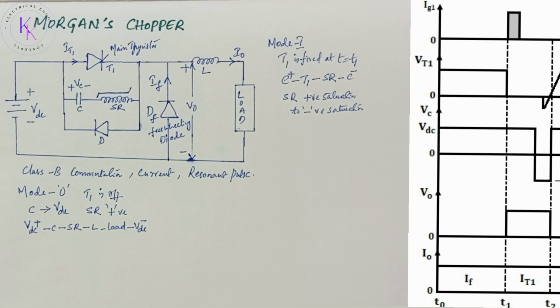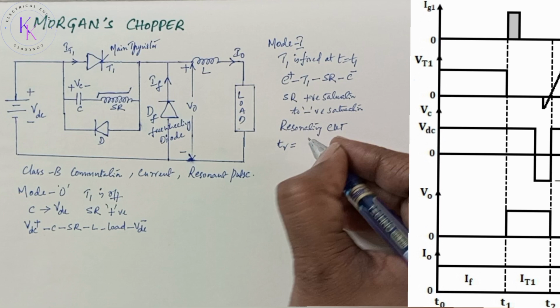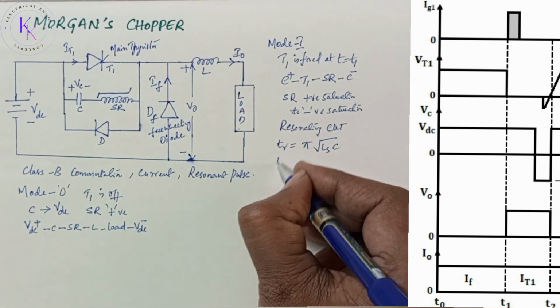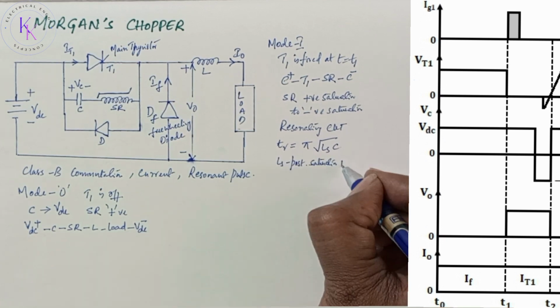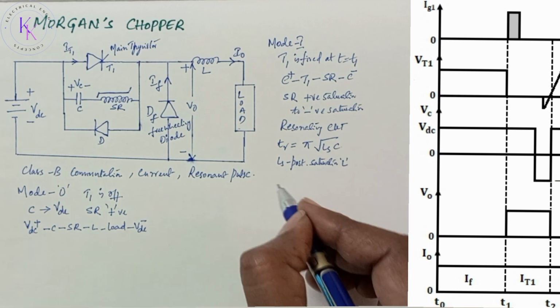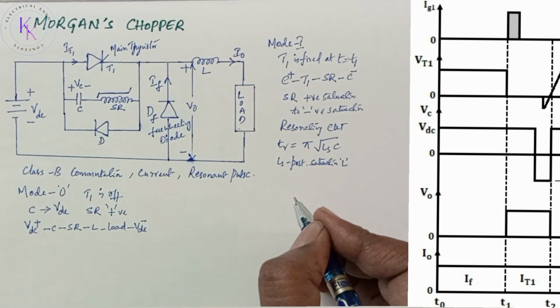As soon as the saturation reactor changes completely from positive to negative saturation, the capacitor C starts discharging through thyristor T1 and SR, forming a resonating circuit. So the discharge period TR is given by pi times the square root of Ls C, where Ls is the post-saturation inductance. As this time TR is small, the polarity of C is reversed quickly. So at the end of this, the VC polarity changes. Now the right side is positive and the left side is negative.